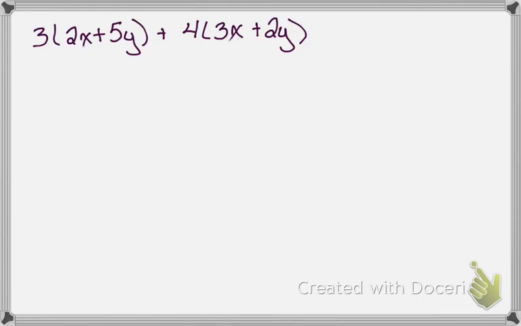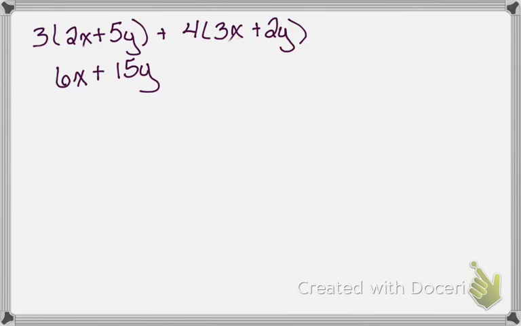Okay, here we're dealing with both an x and a y, but we don't have any negative numbers. So that's beneficial, not to have the negatives. So I'm distributing the 3 to the 2x. So that's going to give me 6x plus 15y.